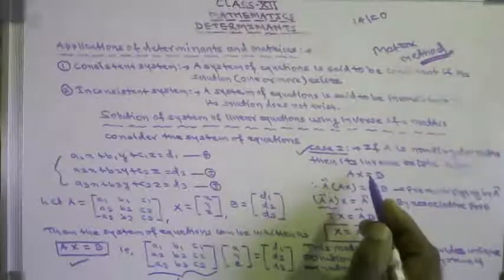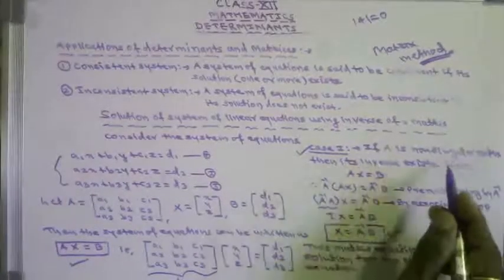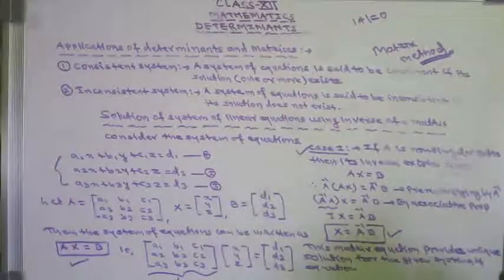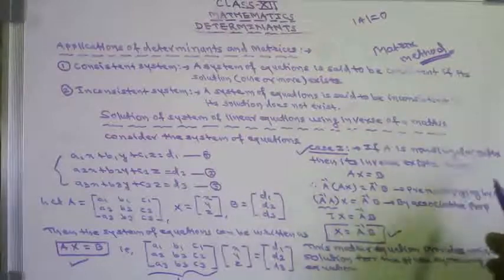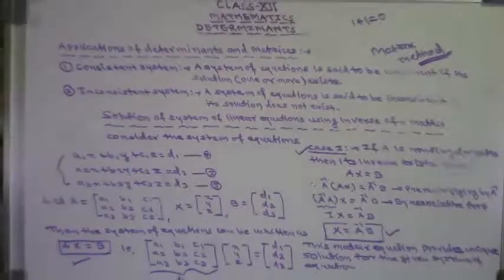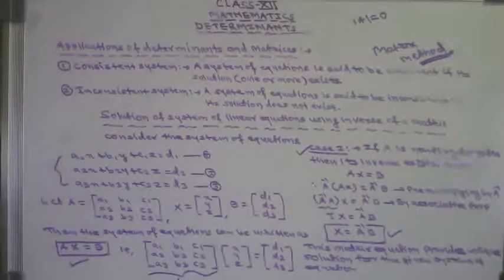If the determinant of A equals 0, then you just write that the system does not have any solution because the determinant of A is singular. Okay, so this is what the matrix method is about.